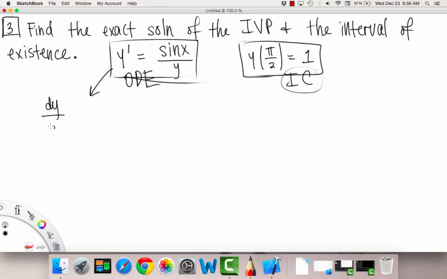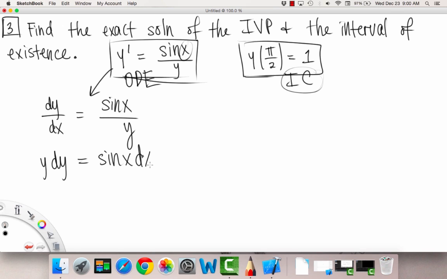So dy over dx in this case, because we have an x here, is equal to sine x over y. To separate these, all we have to do is multiply by y on both sides, so we get y dy, and multiply by dx on both sides, so we get sine of x times dx. Then we're just going to integrate here pretty simply. So we get 1/2 y squared is equal to negative cosine x plus c.